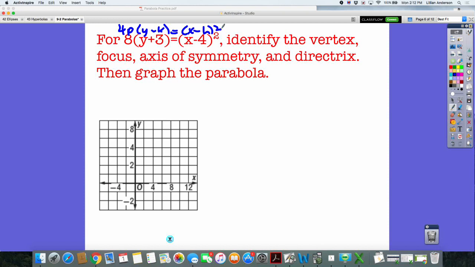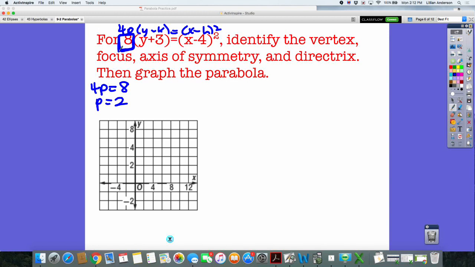What's P? P is 2. Remember, you have to set that number equal to 4P first. Since it opens either up or down, more specifically, this opens which way? It opens up. Wait, how do you know if it opens down? If that's negative, that's how you know it's going to open down or to the left.